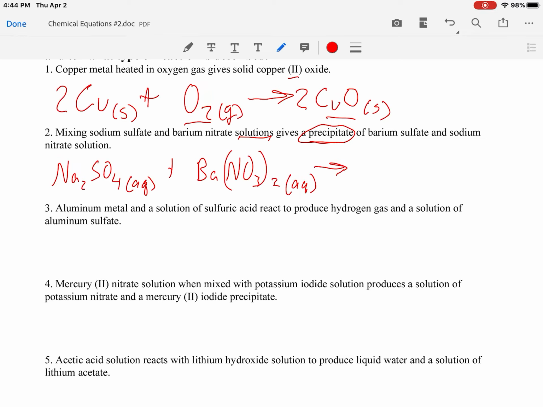I had a couple of people ask me about precipitate. Precipitate, you may recall, is a solid that forms when you mix 2 solutions together. What happens basically is that these 2 compounds, these 2 solutions on the reactant side, essentially switch partners. And so we get 2 new combinations. We get the barium is now with the sulfate, so barium sulfate is BaSO4, and the sodium is now with the nitrate, NaNO3. And as I said earlier, the precipitate means that the barium sulfate is a solid, and the sodium nitrate is in solution, so it's an AQ.